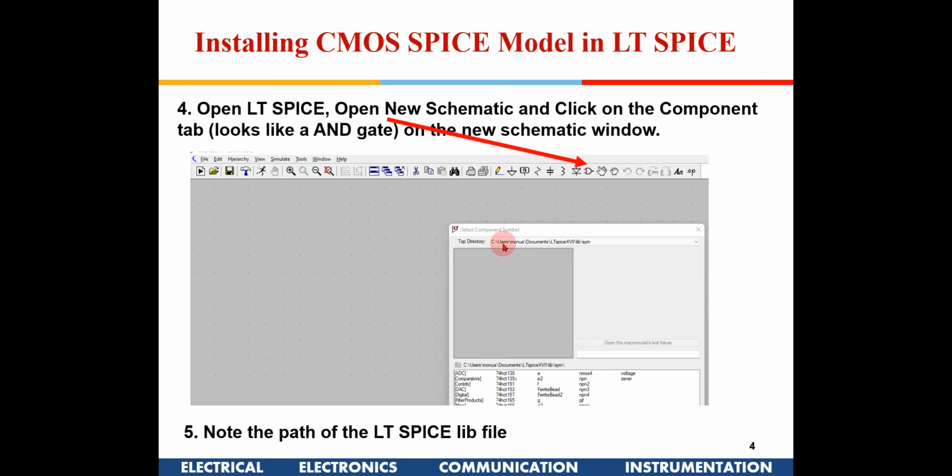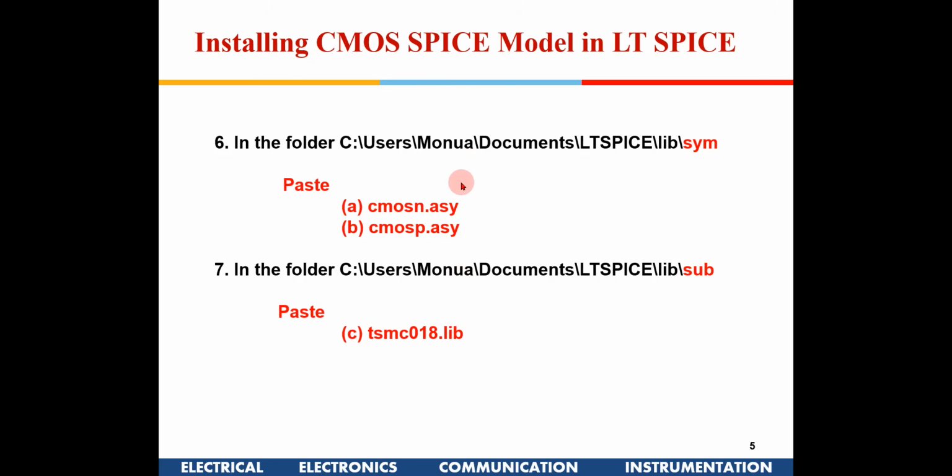In this case it is C, Users, mono, Documents, LTSpice. Generally it will be like that: Users, then whatever the name of your computer, then Documents, LTSpice, then lib, then symbol. So there will be a path. Note down this path. So this is the path: C, Users, mono, Documents, LTSpice, lib, and symbol.